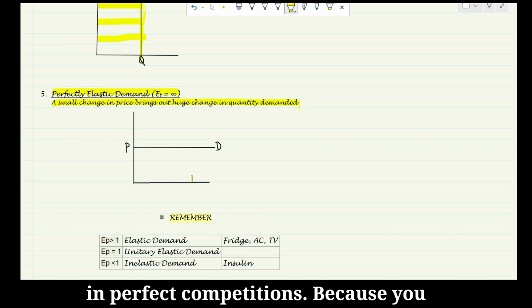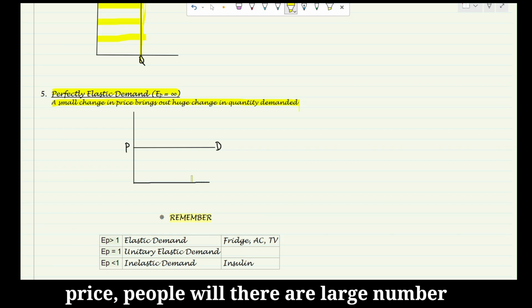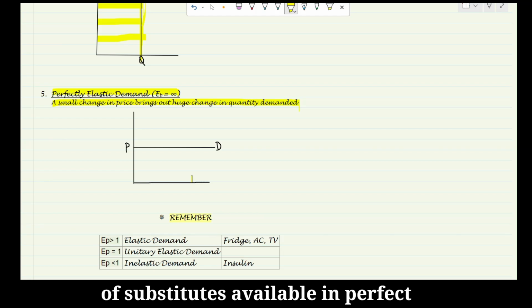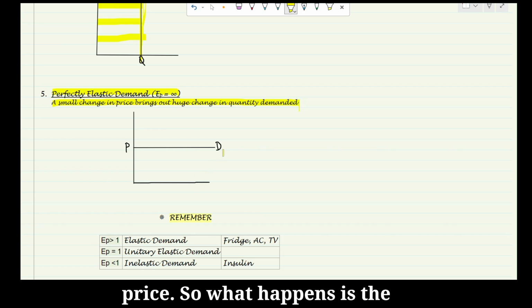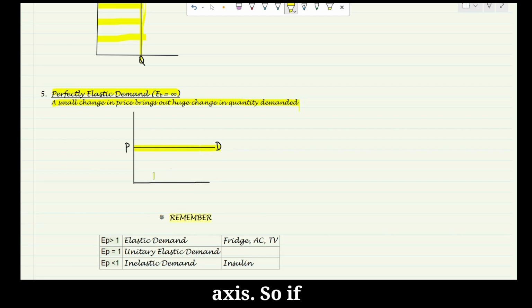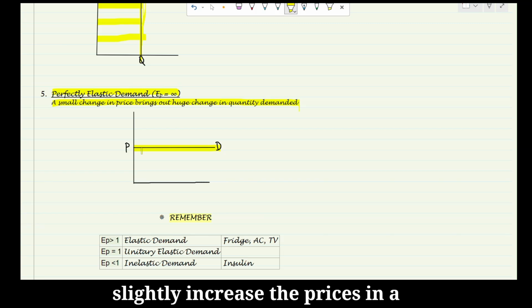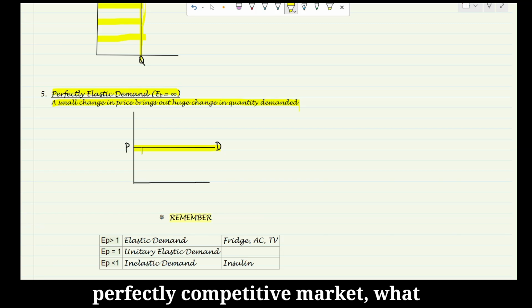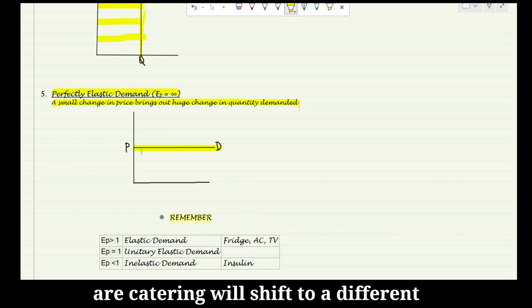Because you know that if there is a small change in price, there are a large number of substitutes available in perfect competition, so they will shift to another one that is selling at a lower price. So what happens is your demand curve becomes parallel to the x-axis. So if let's say you are a producer and you slightly increase the prices in a perfectly competitive market, what happens is your consumers that you are catering to will shift to a different producer.